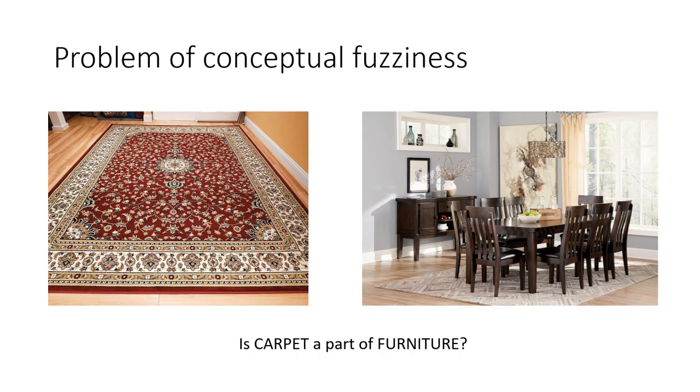The next problem she's going to talk about. Yes, the next problem is the problem of conceptual fuzziness, where categories don't have clear-cut boundaries. Like, is a carpet a part of furniture? We always have doubt about that. Even though it may be a part of furniture, people always doubt whether it is or not, because of the confusion that it doesn't have clear-cut boundaries. That is the second problem. And there is a third problem, which is again going to be told by Mandheer.